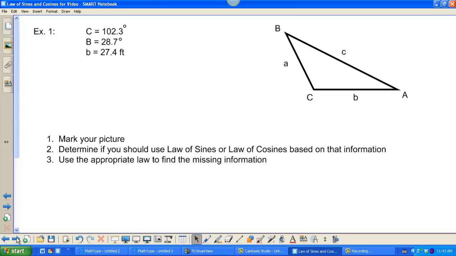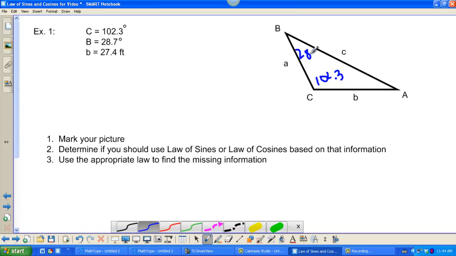This is the information I'm given in a problem. I drew an obtuse triangle because I noticed that angle C is 102.3 degrees. So that's going to be an obtuse triangle. The first thing I need to do is mark my picture. I am going to mark that angle C is 102.3. I'm going to mark that angle B is 28.7 degrees. Now, little b denotes a side length. So the side length of b is 27.4.